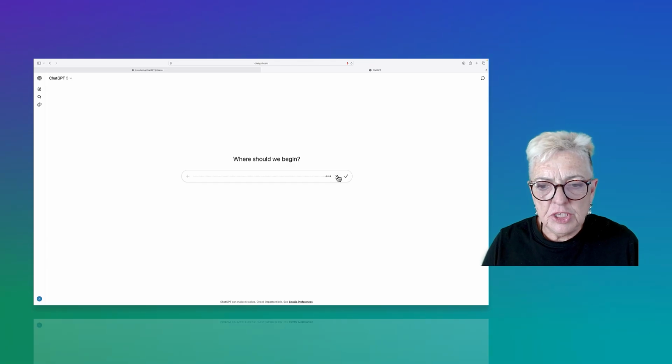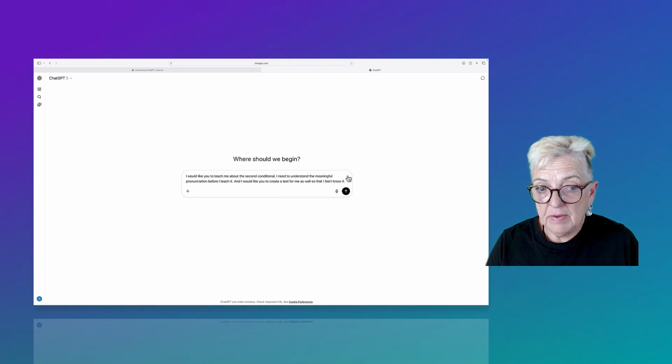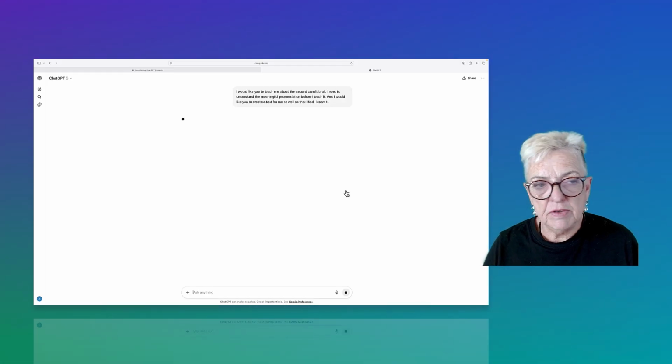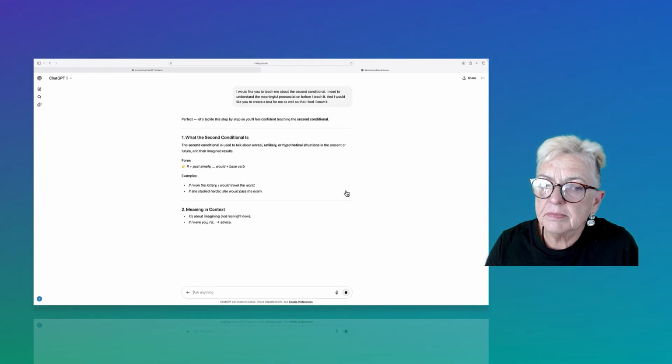I want you to teach me about the second conditional. I need to understand the meaning, form, pronunciation before I teach it. And I would like you to create a test for me as well so that I feel I know it. Let's see what happens. Okay, so you're not talking directly to it, but it generates the text if you just want to sort of sound it out rather than type it all up.